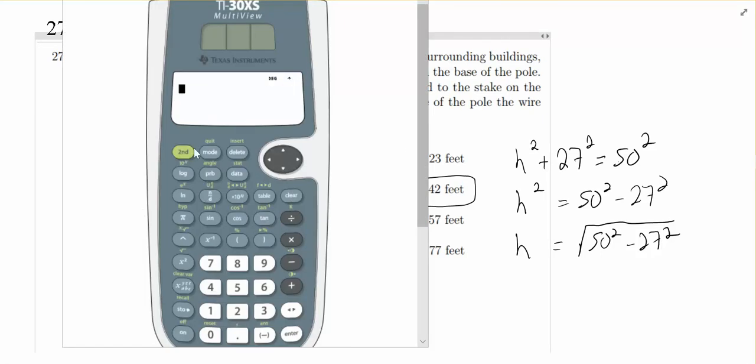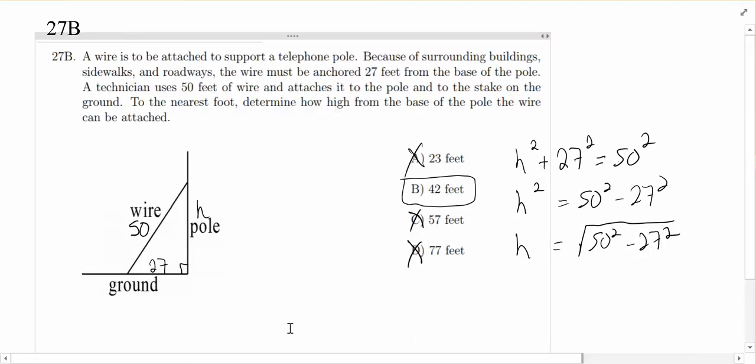So if we just plug this into our calculator, where we have the square root of 50 squared minus 27 squared, we're going to get this answer of 42.08. There's your 42. So when it comes to word problems like this, we have to realize that that 42 is a rounded number. So it's not something that we want to back substitute in and plug back in to see which one works, because it's not going to exactly work because it's a rounded number. But that 42 does in fact work. It is the correct answer, and so we should be happy with that answer.